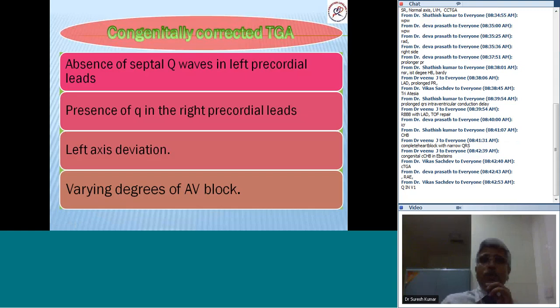So remember, in CTGA, absence of the septal Q wave in the left precordial leads is characteristic. Presence of Q in right precordial leads, if it is there, well and good, but it is not a very sensitive sign. Left axis deviation is common, and varying degrees of AV block could be seen. It may not always be complete heart block. In another patient, it may be a first degree block only.